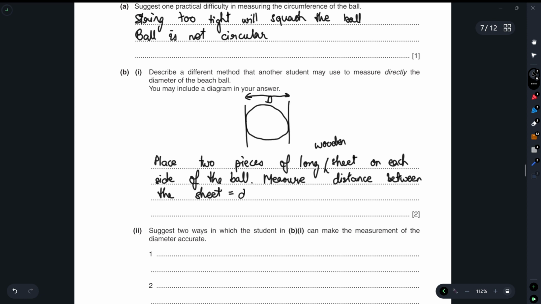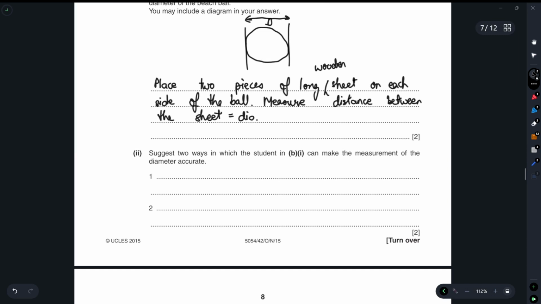Which is going to be equal to the diameter. Okay. So just two ways in which the student can make the measurement of the diameter accurate.